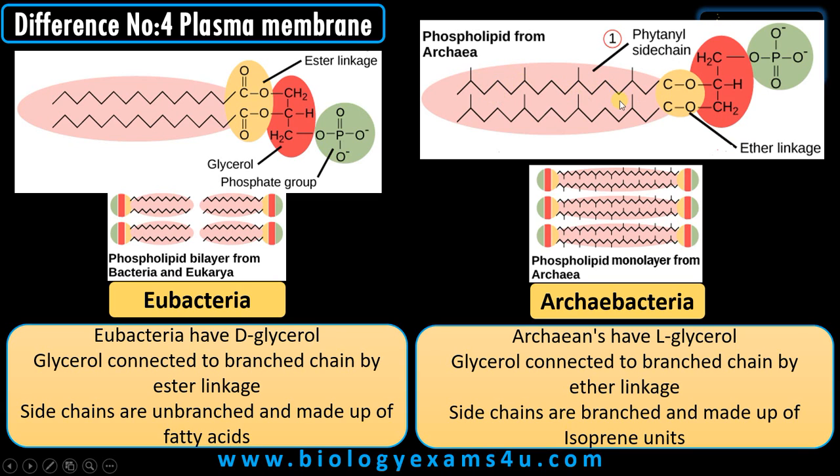Then the third difference is the side chains are made up of isoprene units. They are not made up of fatty acids. They are made up of isoprene units, and also the side chains are branched. So Archaebacteria has a unique plasma membrane composition that is quite different from Eubacteria.